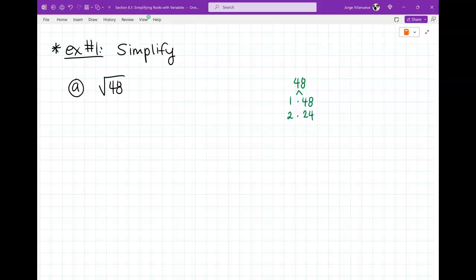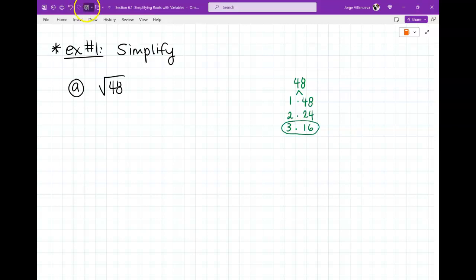I'll move on. What about 3? Does 3 go into 48? Yes, 16 times. Does 3 have a square root? Is there a square root to 3? No, right? Is there a square root to 16? Yeah, what is it? 4. So I'm going to use this one because this one actually allows me to advance.